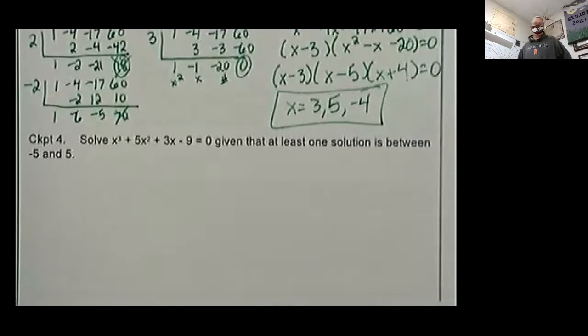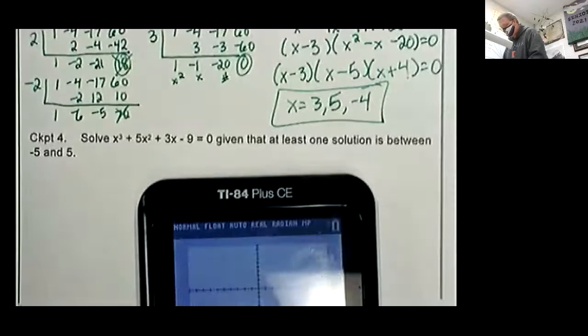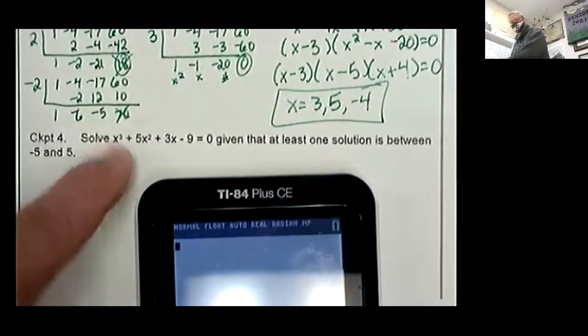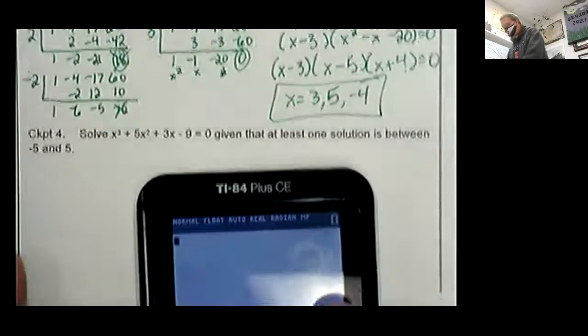Solve x cubed plus 5x squared plus 3x minus 9 equals 0, given that at least one solution is between -5 and 5. Well, we just talked in our remainder theorem that if we plug in a number and get a 0, it's got to be a solution. So to find solutions, we can do it this way. Now, I did not want to do that on my calculator. And so here's the shortcut. Well, we could pick a number and plug it into this polynomial, see if we get a 0. That's one way. Or here's the even better shortcut.